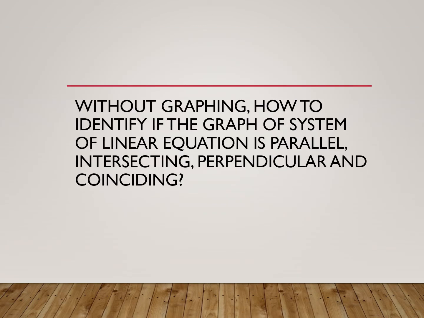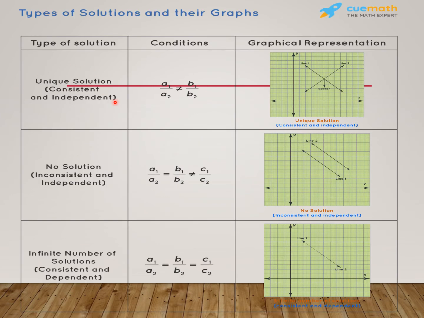So, ang tanong po, without graphing, how to identify if the graph of a system of linear equations in two variables is parallel, intersecting, perpendicular, or coinciding? So, paano ba natin malalaman? So, these are the patterns. To find the condition, we're going to write first the equation in standard form. We're going to find the values of A, B, and C.